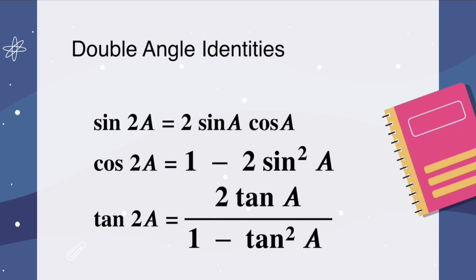If we want sine of 2a, that will be 2 times sine a times cosine a. If we want to get cosine of 2a, that will be 1 minus 2 sine squared a. And tangent of 2a is 2 tangent a over 1 minus tangent squared of a. Later you will see in the different questions, you can already identify what identity to use, because you can clearly see if it's for double angle or for sum and difference identity.